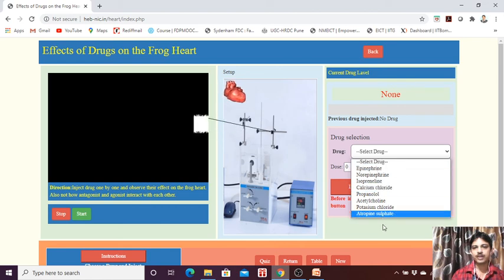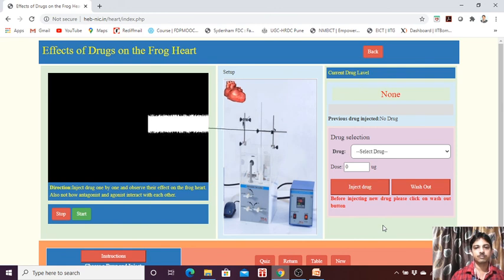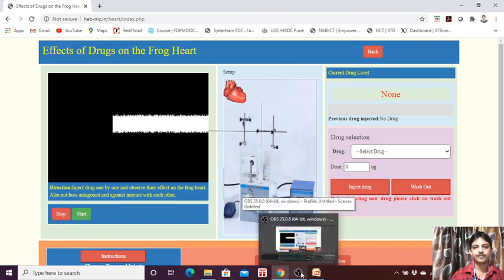So like that we have seen the effect of all the drugs. What you have to do is record the response of all the drugs and tabulate it in the observation table. Okay, next we'll see that observation.